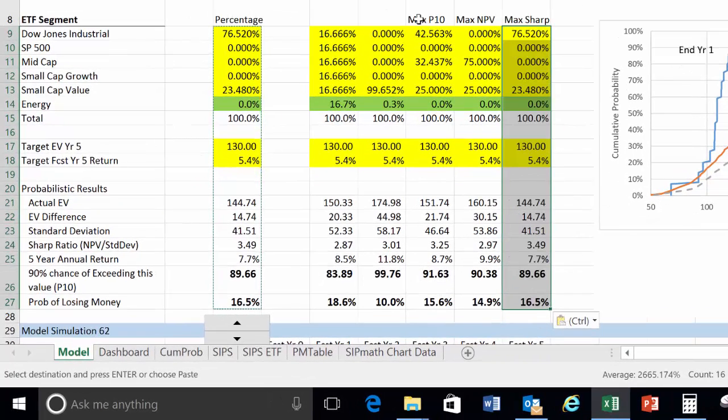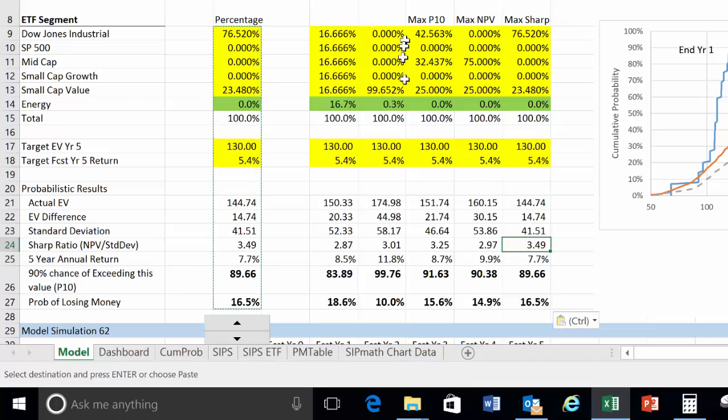So if we maximize the P10, we're in 3 different ETFs. If we maximize the MPV, we basically go for mid cap and the small cap. Remember, the small cap being constrained by 25%. And for the Sharpe ratio, we go with the Dow Jones and the small cap. And in fact, the Sharpe ratio is higher. But what we want to do is to really compare these alternatives. And we've kind of rejected this one here.